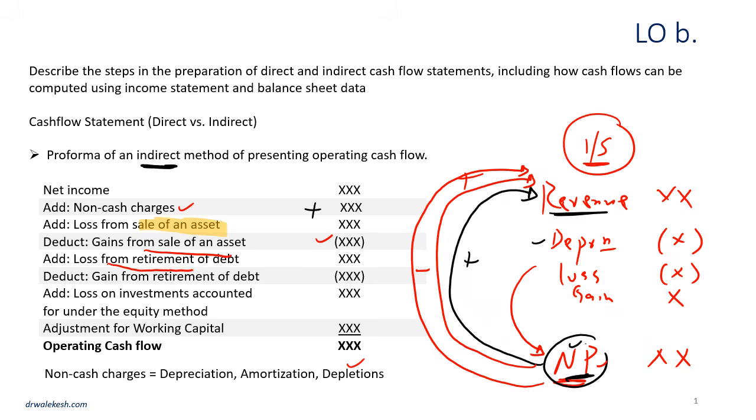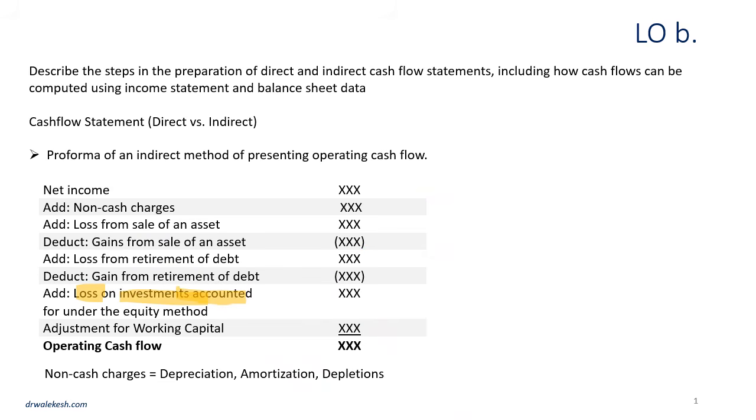So loss from retirement of a debt: since it's a loss, it will have been deducted, so to move back to cash revenue, that's this here. What do we do? You will add it. So for gains from retirement of a debt, you will deduct it on the cash flow statement. Loss on investment accounted for under the equity method. It's a loss. Since it's a loss, we will have to add it.